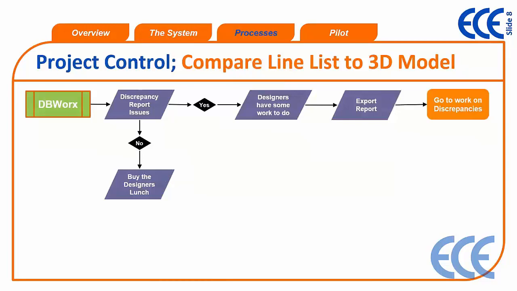That's the first process, and then let's just talk about a couple project control tasks, like being able to compare or rectify the line list to the 3D model. This is something that you would do inside of DBWorks. So you would pull up the discrepancy reporting. If you don't find any issues, first, you'd buy the designer's lunch, right? That's required, of course. And then if you do find issues, well, the designers have work to do. So what do you do? Well, you export a report. It goes right out to Excel. And then you can send that to someone and say, hey, here's the list of what matches and what doesn't match from the line list to the 3D model. Please go to work on this.